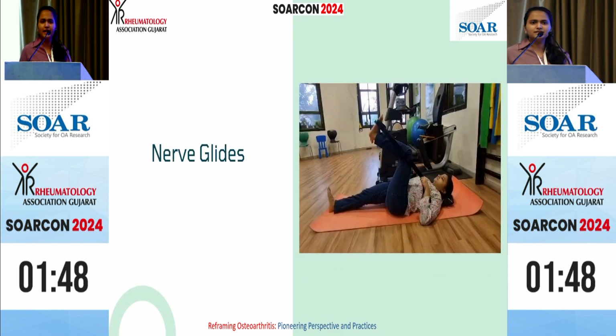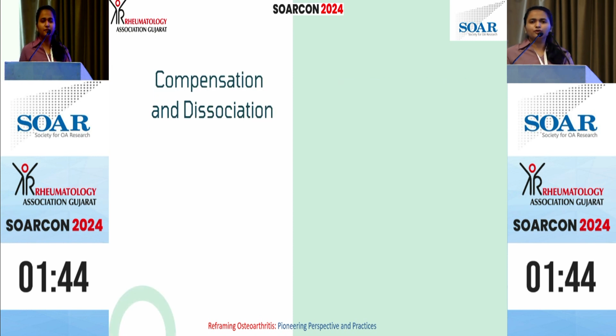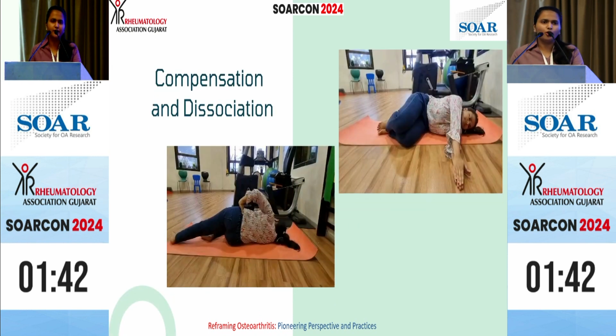Then the nerve glides, which we already saw. It can be given for the sciatic, the femoral, the obturator, all the nerves. Then two important concepts, which are compensation and dissociation. Now compensation is an uncontrolled movement happening at a level which ideally shouldn't move while doing exercises.